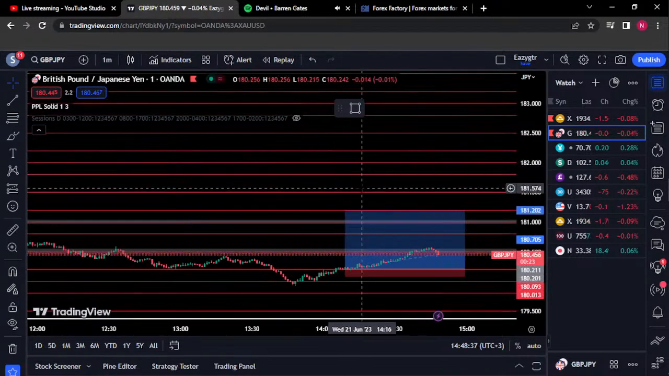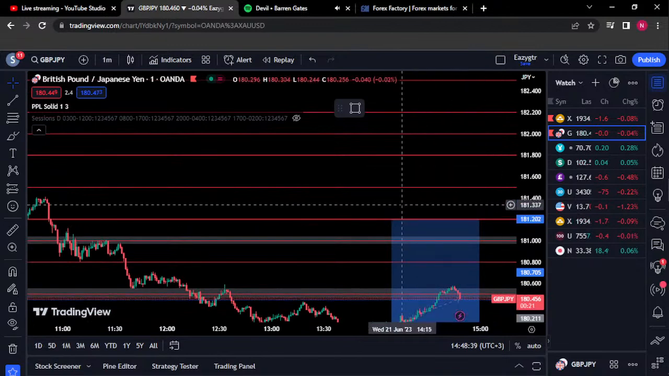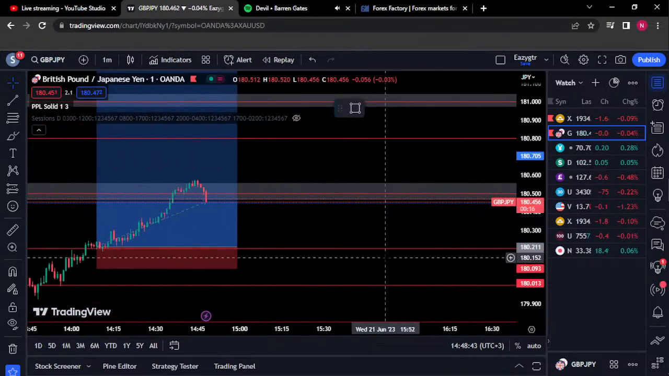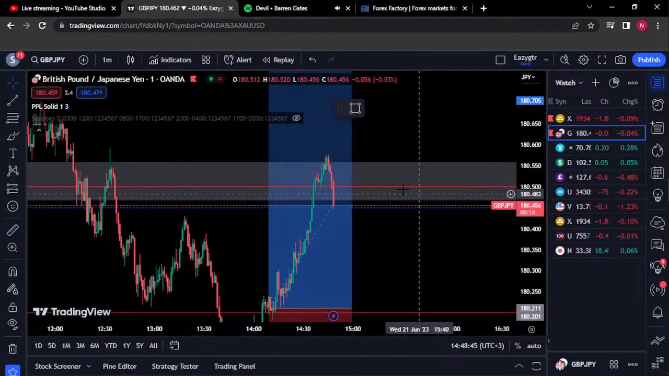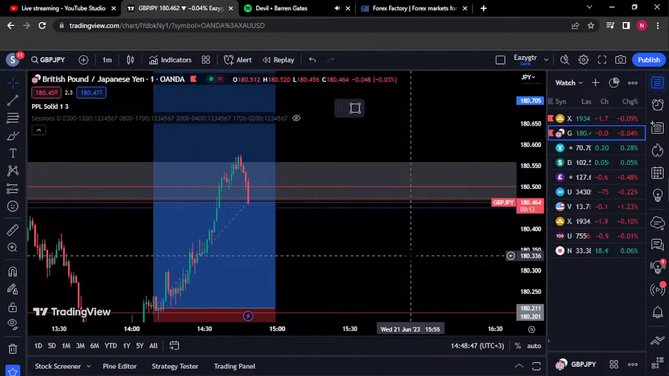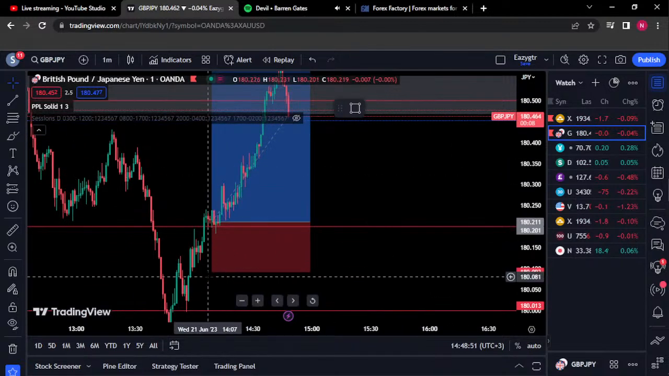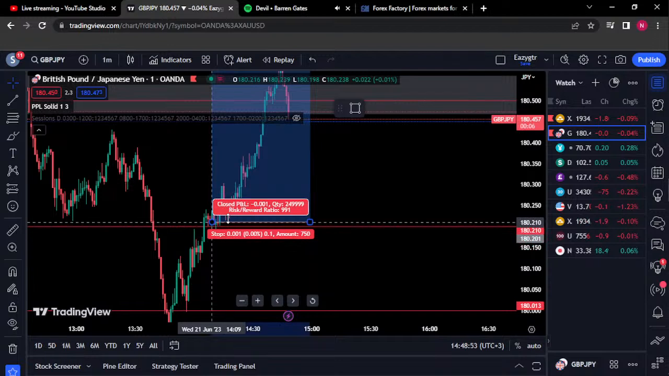So in case you want to join in and take the same entries, right now price is closing below 180-500, which is not a good sign for the trade. So I'll move my stop loss to break even.